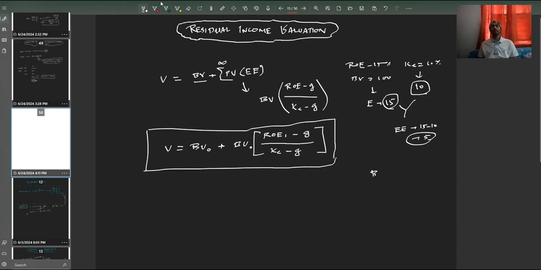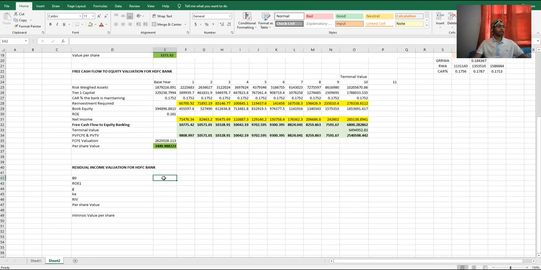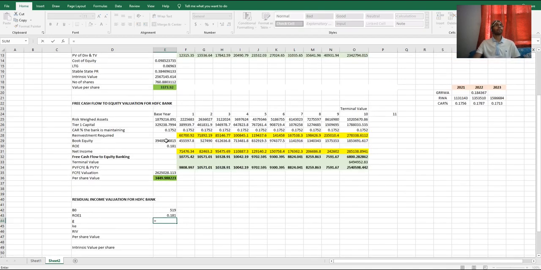Now obviously book value we know, return on equity we know, long-term growth rate we know, cost of equity we know. All this information we know. Therefore finding out the residual income valuation is not at all a problem, friends. So book value is 519 currently. Return on equity we have assumed to be 18.1%. Growth rate, we have calculated the long-term growth rate. It is 6.96% approximately. Cost of equity again we have found out. It is 9.85% approximately.